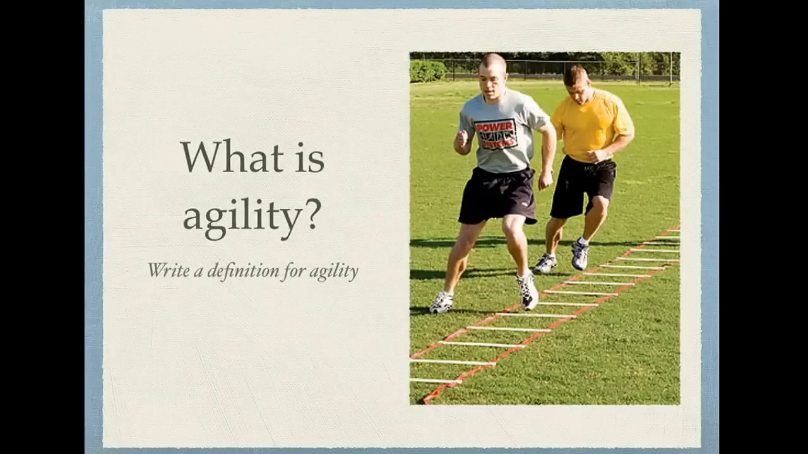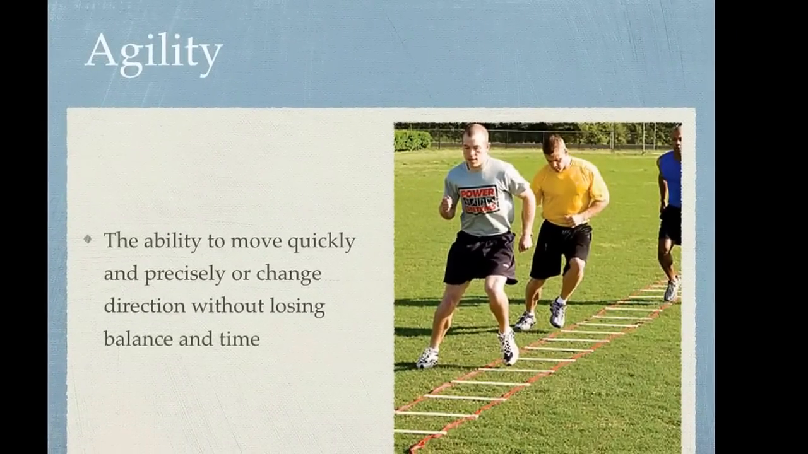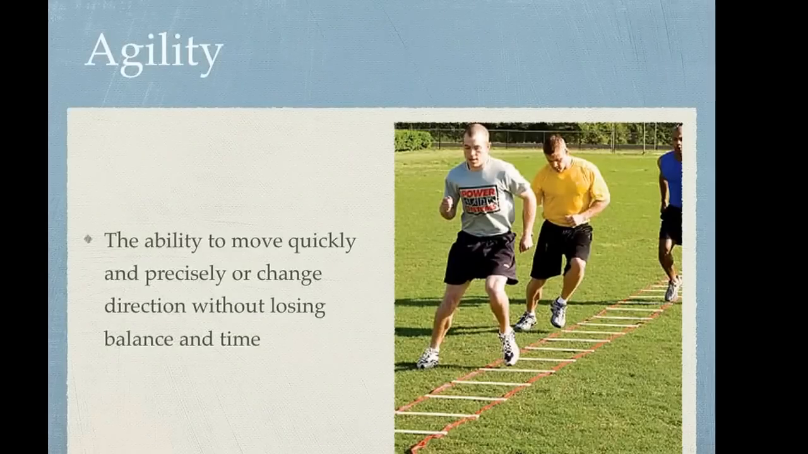So what is agility? The definition for agility is your next task. Make sure you pause the video before progressing through to the answer. And here's the answer. So it's the ability to move quickly and precisely and change direction without losing balance or time. There's a little picture of somebody doing some ladder drills, which is good for agility. And what you need to do is also think about other activities that have agility in them. Things like team games when you're trying to dodge somebody, activities like that.